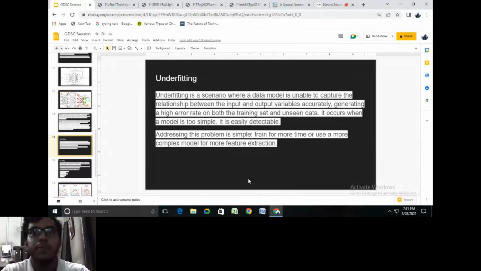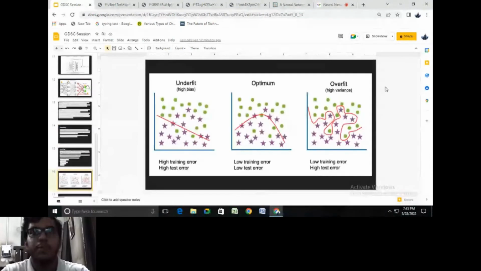So it is not that in the optimum model, all the predictions will be pitch perfect. There will always be deviations, but the deviations will be such that the overall error rate is minimal, both from the training as well as the testing set.